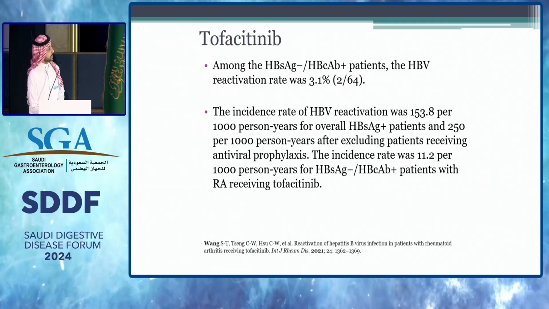Among the surface antigen negative, core positive patients, the reactivation rate was 3.1%, with an incidence rate of reactivation 153 per 1,000 person-years for overall surface antigen positive patients, and 250 per 1,000 person-years after excluding patients receiving prophylaxis. The incidence rate was 11.2 per 1,000 person-years for surface antigen negative, core positive patients.